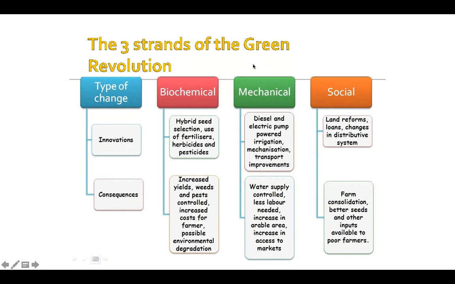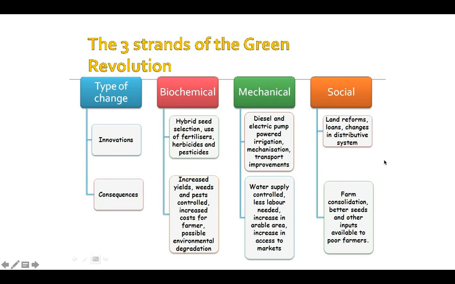Not great. On the mechanical side of things, you had things like diesel and electric pump-powered irrigation, so that means that they were able to water their crops mechanically now. It didn't have to be as tedious as doing it by hand. Because of this, the water supply is controlled, there's less labor needed, increase in arable area, so that just means area that can be used, and increased access to markets.